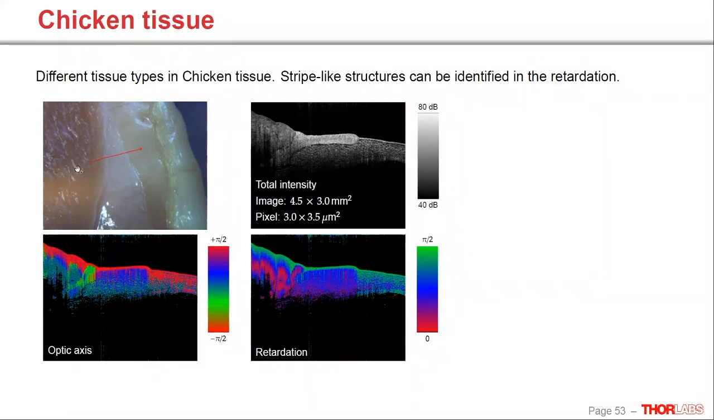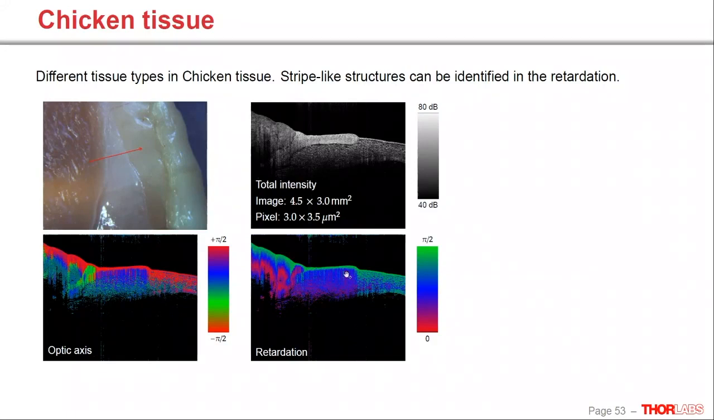For the total intensity, we also see that there are clear structural differences. The fat is this sponge-like structure. Here, the membrane is highly scattering, and if we look more closely, it also has some substructure to it. And on the left-hand side, we can see this little darker muscle tissue. But if we look at the optic axis and retardation image, we can see that there's even more going on.